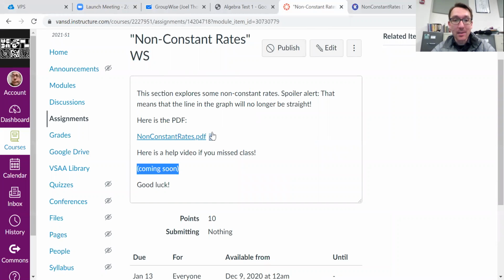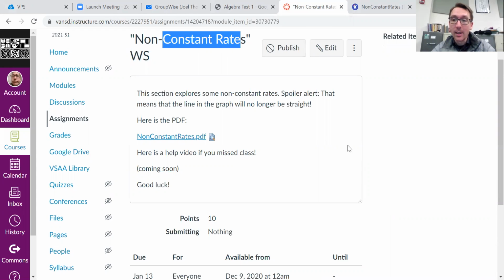The bottom line is a constant rate, something we learned earlier, is always going to make a straight line. If it's flat like this, it means it's a constant rate of nothing. They're not going up, not going down, nothing is happening. If it's going like this, that means it's a constant positive rate. As it goes to the right, it should go up. That's a positive rate. As it goes to the right, if it goes down, that's a negative rate.